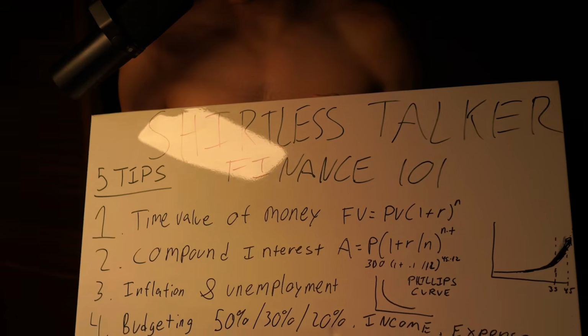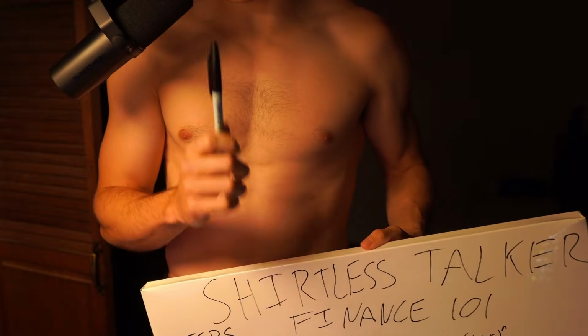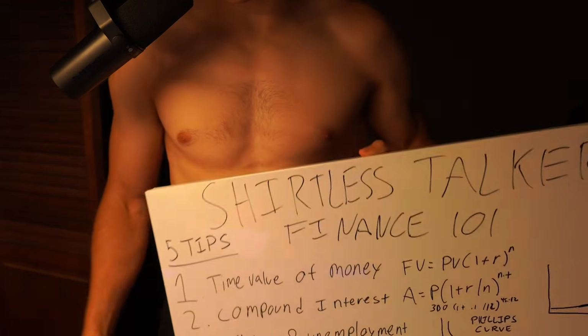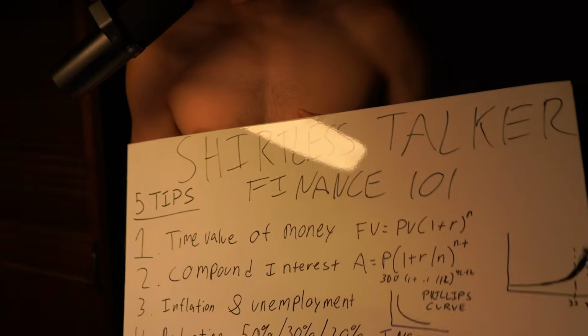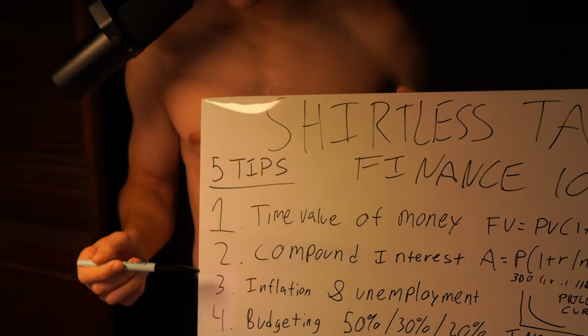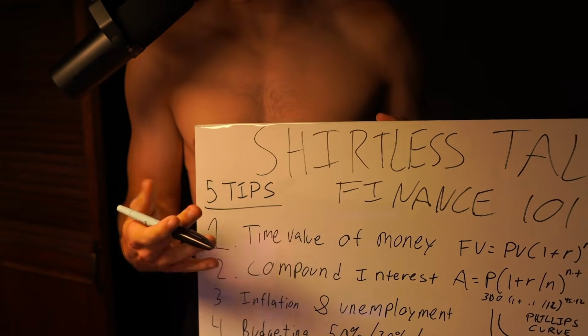Tip number 3, inflation and unemployment. Now, like I told you before, inflation is targeted at 2%. Why is it targeted at 2%? Well, I want you to suppose for a second that inflation was 0%. Why don't they just have $1 always worth $1?